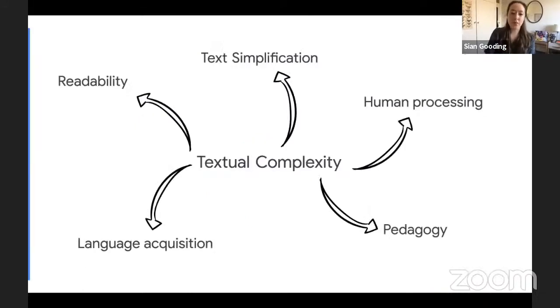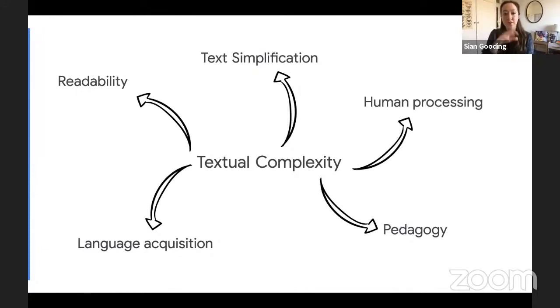So to start off with, what is text complexity? There's loads of different avenues of research that look at text complexity. Here are some of them. People have looked at text complexity from the perspective of human processing, so eye tracking or methods of seeing how long it takes people to process different aspects of text. There's also pedagogy, which is educational applications for how you can help people to learn, how you can help people to diversify their vocabulary. Also language acquisition. So there's a lot of studies on child language acquisition and also, if you're a non-native speaker, how do you actually acquire language?